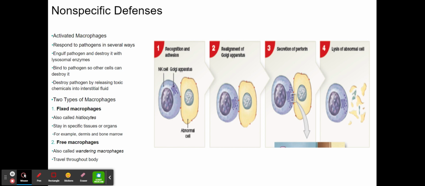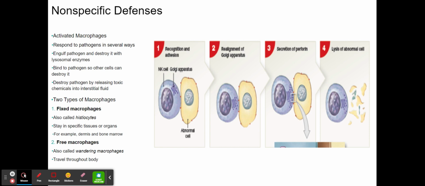So how does an activated macrophage respond to a pathogen? It may engulf a pathogen or other foreign object and destroy it with lysosomal enzymes, bind to and remove a pathogen from the interstitial fluid but be unable to destroy the invader until assisted by other cells, or destroy its target by releasing toxic chemicals such as tumor necrosis factor, nitric oxide, or hydrogen peroxide into the interstitial fluid. And we'll consider these responses further in a later section.